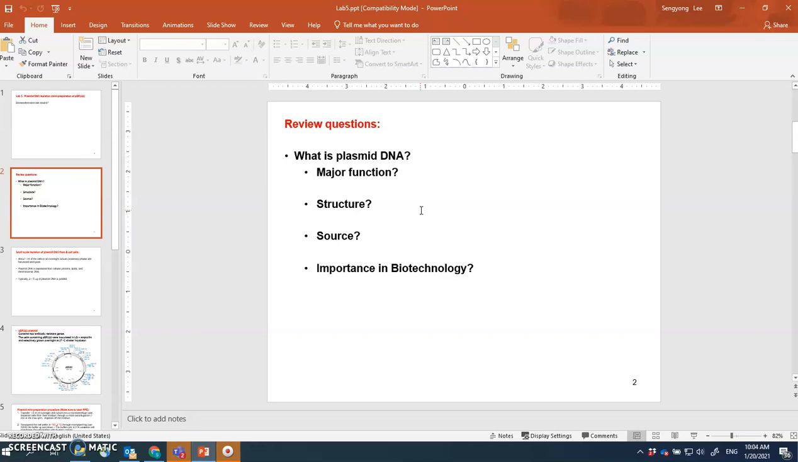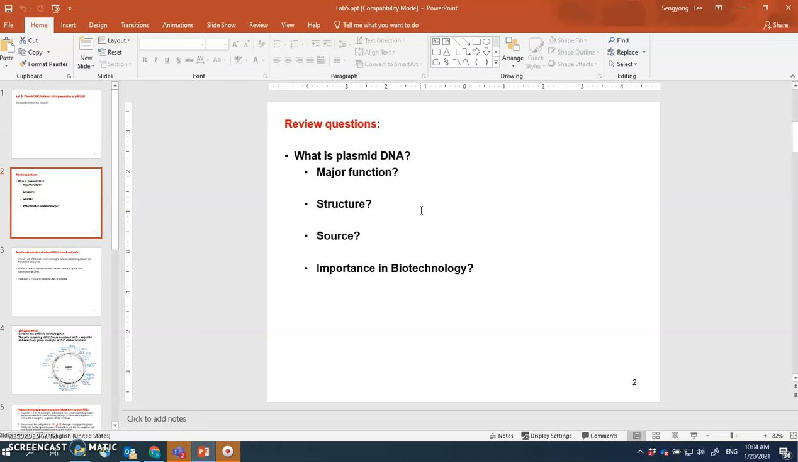and if those plasmid DNA carry certain genes that are beneficial for the cells, such as resistance to antibiotics, or genes that carry toxins so they can fight against other competitors among themselves, those will give the benefits for the cells to survive better. Okay. And structure, I already told you, small circular DNA sources, because they are transferred from one cell to another. That's where they come from.